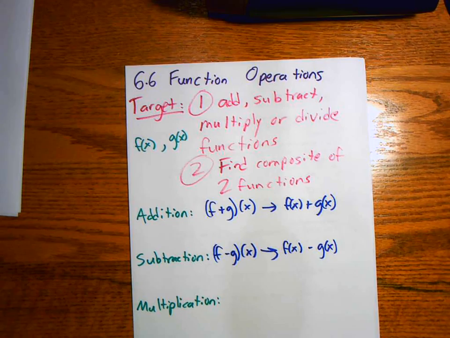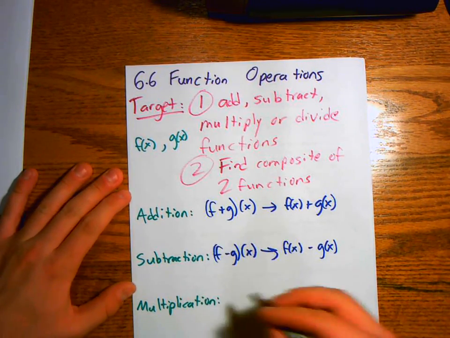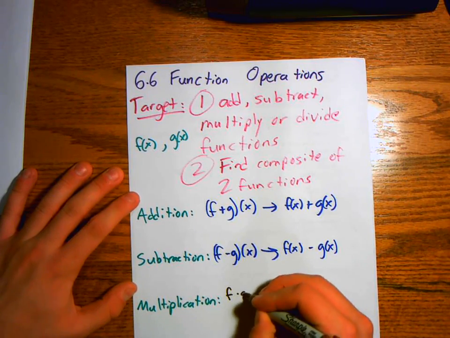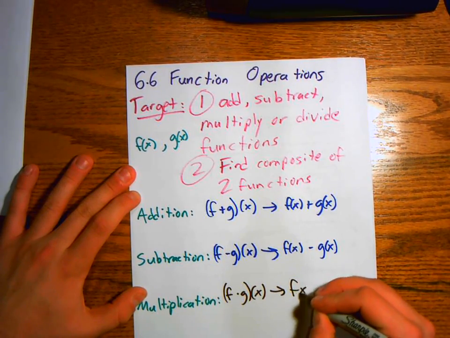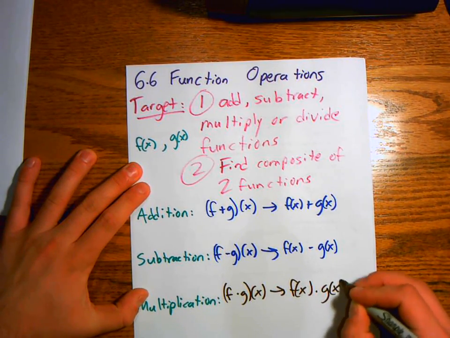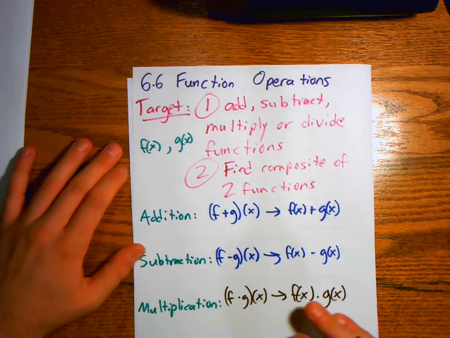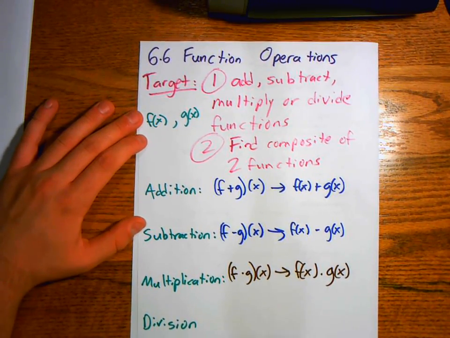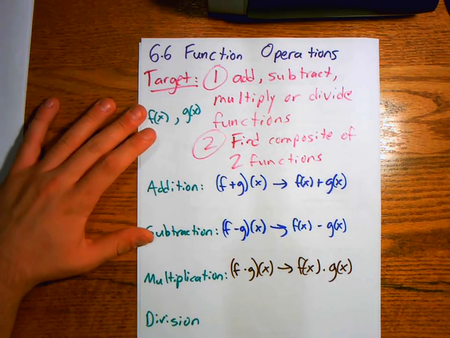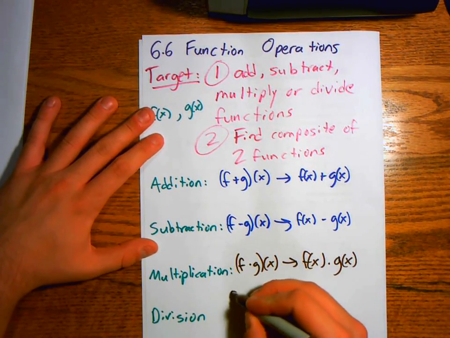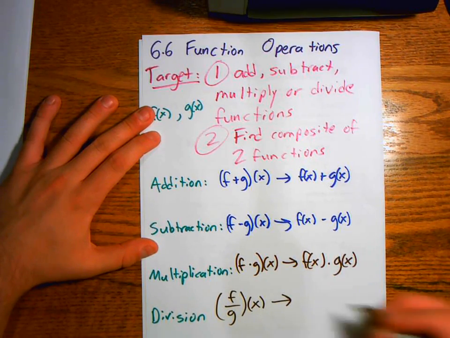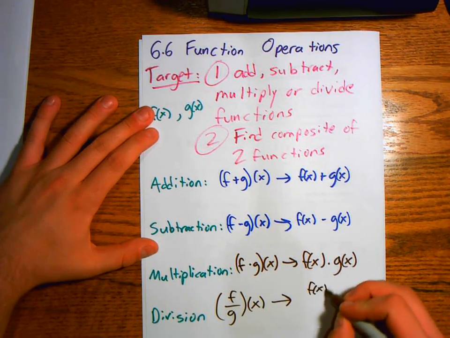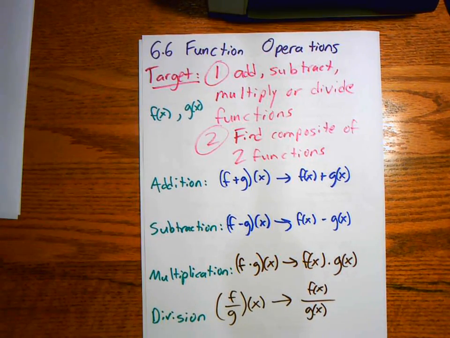Then the next two are multiply and divide, and exactly how you think it would be, since these are plus and minus. We have f times g of x, or it may look like f of x times g of x. Whatever functions you have, you can multiply them together exactly how it is, and whatever you get, you get. And then same thing for division. f divided by g of x, or you may see it as f of x on top divided by g of x on the bottom.